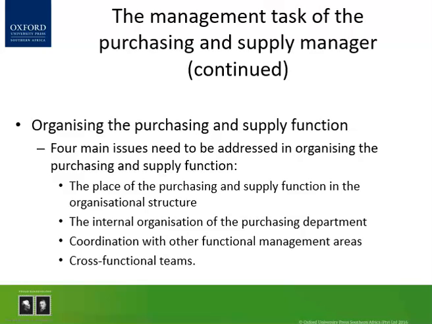Okay, we will now look at organizing the purchasing and supply function, which speaks to organizing, which I believe in chapter 8 we covered in depth. So the focus of this aspect is merely on the application of organizing in the purchasing and supply function. There are 4 main issues that need to be addressed in organizing the purchasing and supply function. One being the place of the purchasing and supply function in the organizational structure. Is it centralized? Is it decentralized?